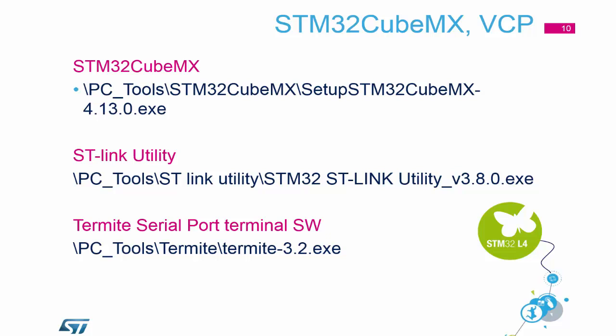ST-Link Utility is also on the memory stick under the PC Tools folder. This, as I said, is the tool that we'll use for the recovery when IAR can't return you back from the low power modes. And then finally, Termite is our terminal application that we're using for this workshop series, and that is just a simple EXE to install.